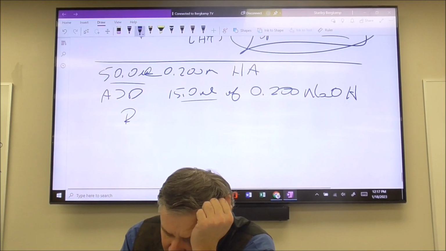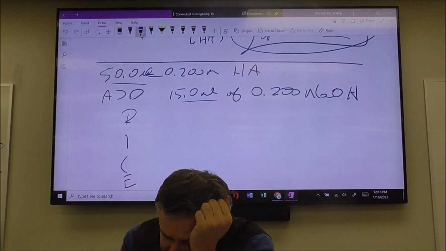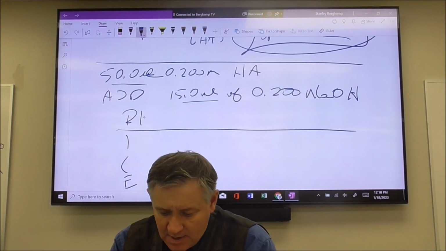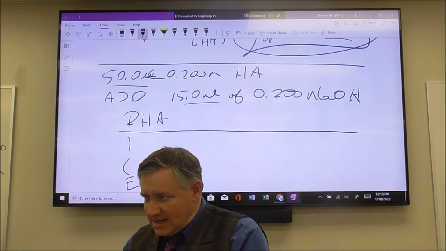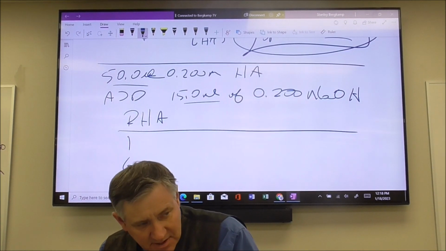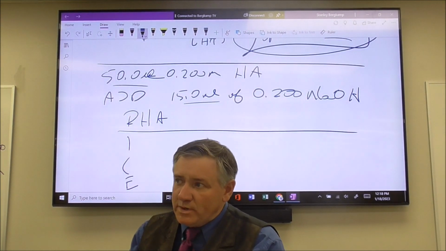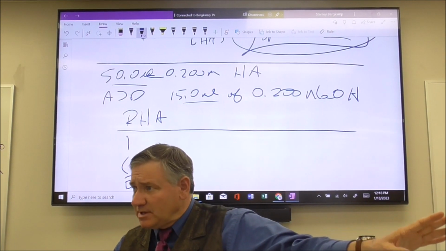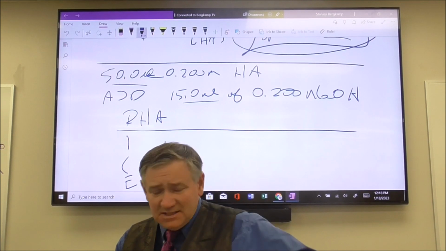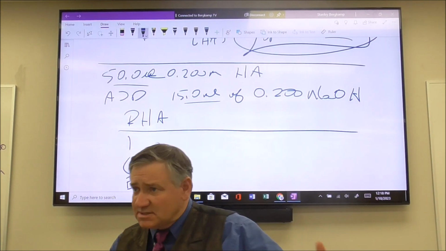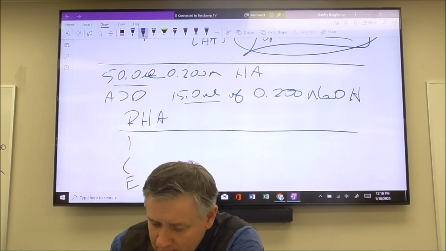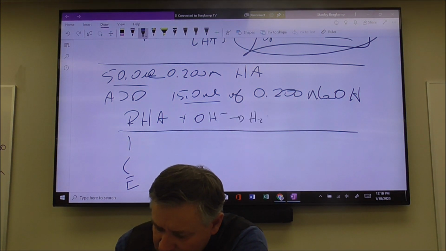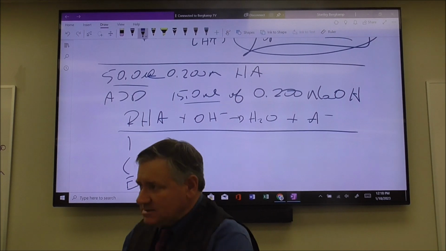So, now, here's going to be the difference. When you set up that rice chart, here's what's going to change. First off, I'm going to write that as the molecular form of the acid. And it's existing as the molecular form of the acid because it's a weak acid. If it had been a strong acid, I could just put hydronium ions. Well, it's a weak acid, which means it's going to exist as the molecular form. I'm going to add some hydroxides to it. I'm going to get some water. And I'm going to get some anions.